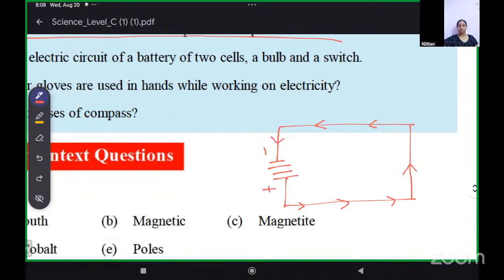Okay. So the arrows are showing the direction, meaning the current is traveling from the positive terminal to the negative terminal. Okay, Emma, is your circuit ready? Just give me 10 seconds, ma'am.